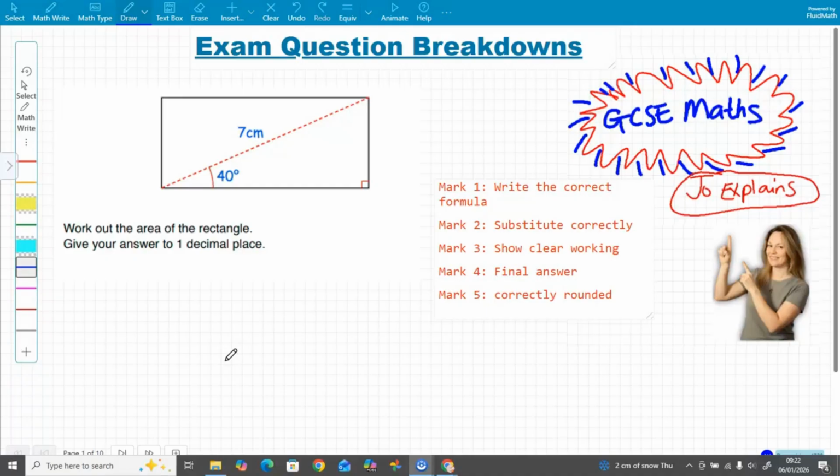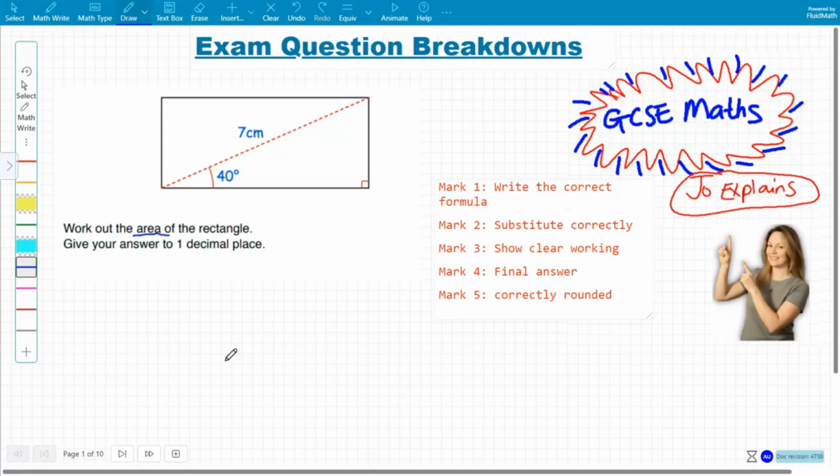Okay, so here we have a rectangle. They've cut it through the diagonal like that, made 2 right-angled triangles. All that we know is that this angle here is 40 and the length of this red line here is 7. So how do we work this out? It wants us to work out the area of the rectangle and it wants us to give it to 1 decimal place.